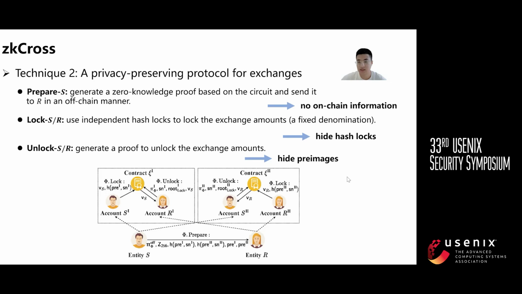In the second step, both parties use the 2 independent hash logs to log amounts on the blockchain. Finally, S and R generate a zero-knowledge proof to extract the amount, hiding the unlocking information while proving the correctness of the amount.